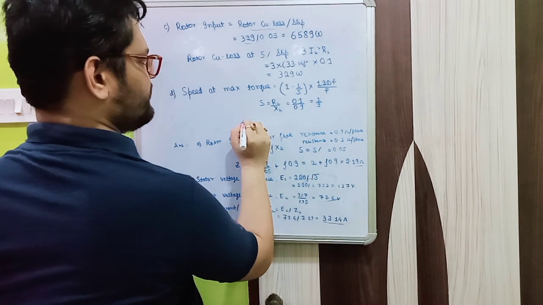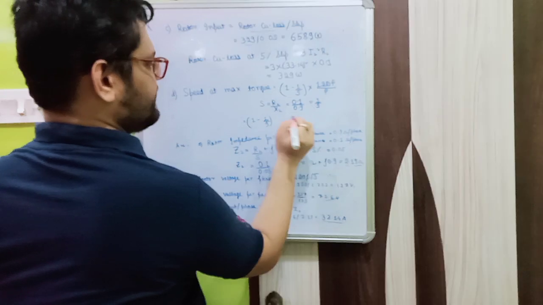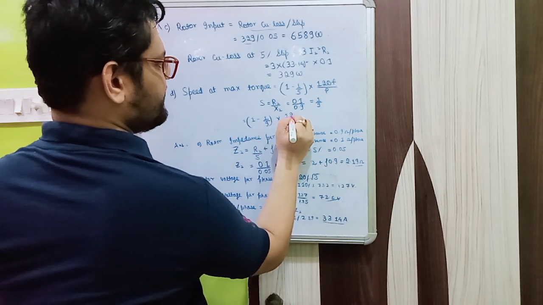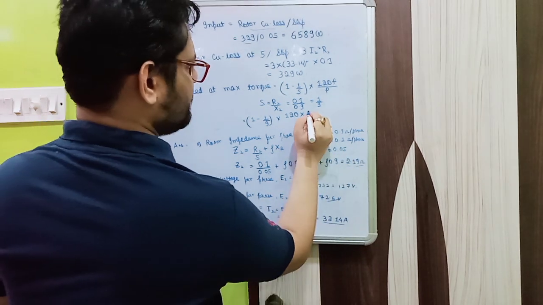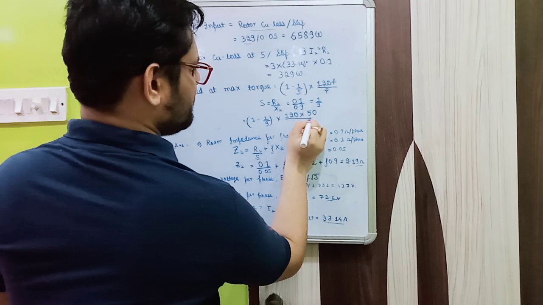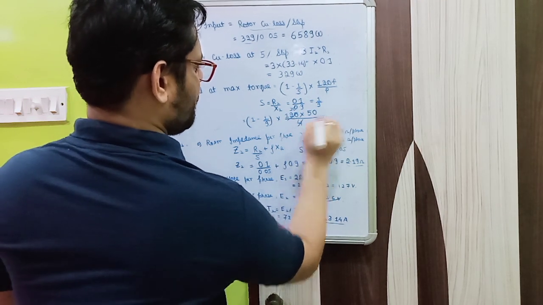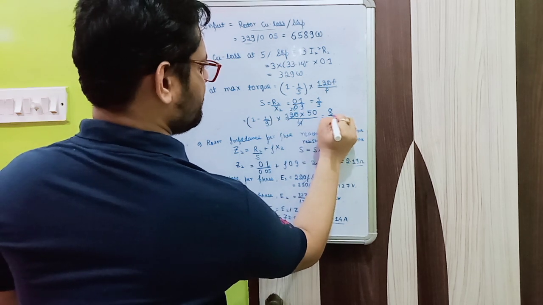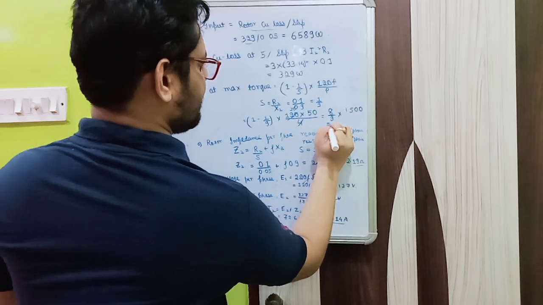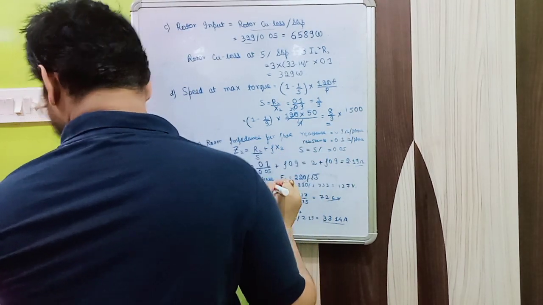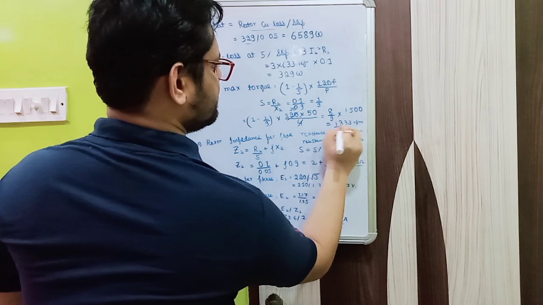So now we'll put the value here, 1 minus 1 by 9 into 120. What is the frequency here? We have already made the frequency. Frequency is equal to 50 hertz, and that is 4 pole. So if we calculate this, that is 1 minus 1 by 9, 8 by 9, into 1500. So 8 by 9 of 1500, that is 1333 RPM. So this is the answer.